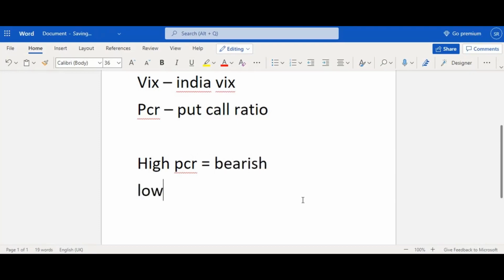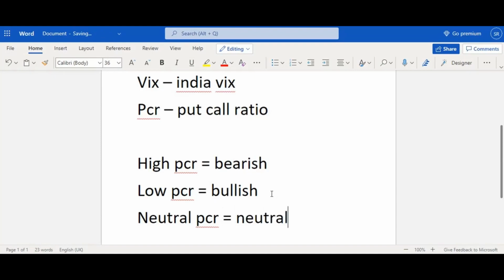Okay, and low PCR value basically means bullish for the market. You just have to understand this. We'll explain this later in option chain concepts. But high PCR is bearish, low PCR is bullish, and neutral PCR is neutral. So what are these values? How are we going to decide what is high, what is low, what is neutral? Let me give you those values.